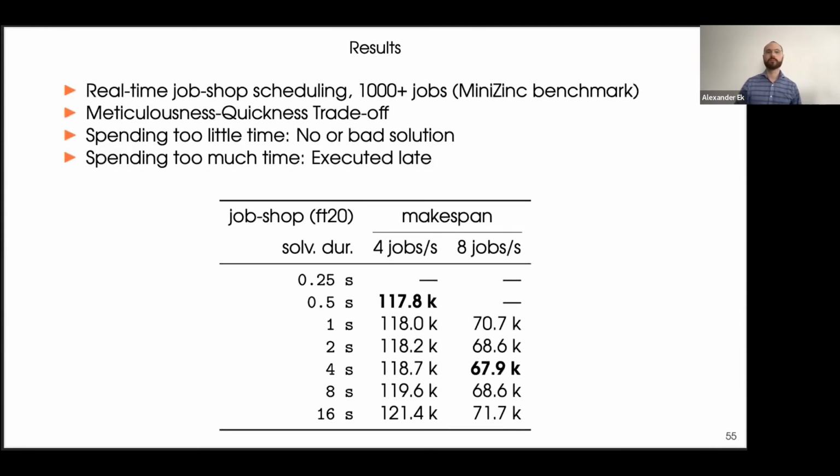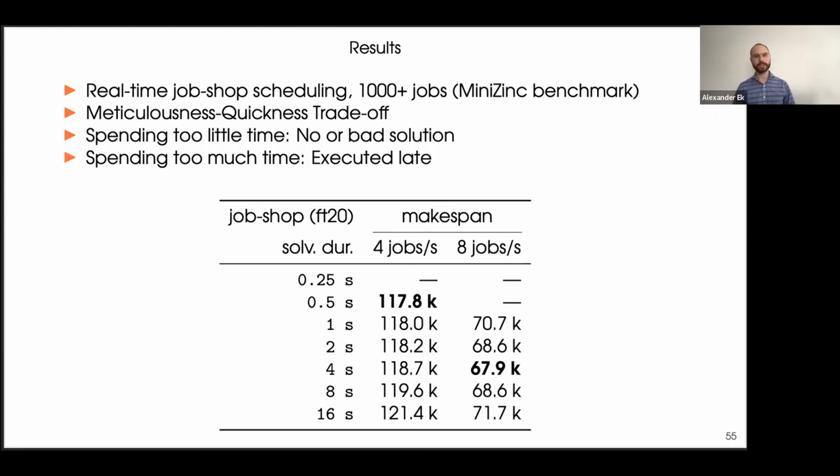So, real-time job shop scheduling. What if we just add jobs continuously up until we have 1,000 or more jobs? This is a modified version of one of the MiniZinc benchmarks, where there are some job shop problems, and I just kept adding. So in the table below, we see an interesting trade-off that I like to call the meticulousness-quickness trade-off.